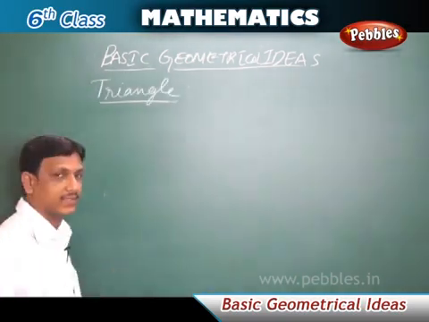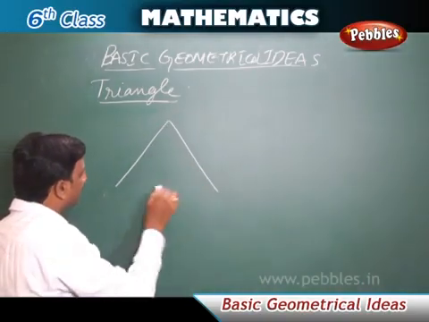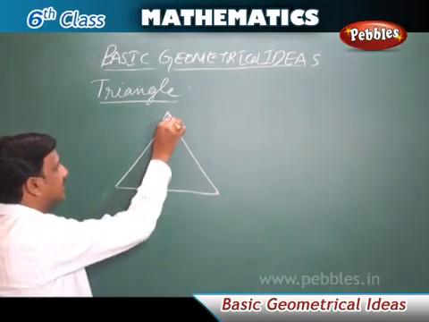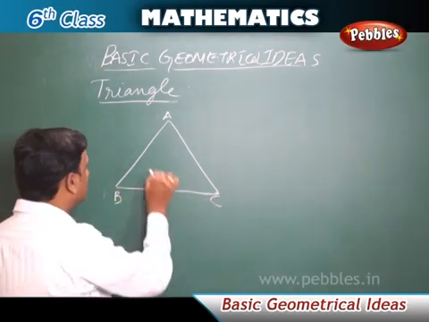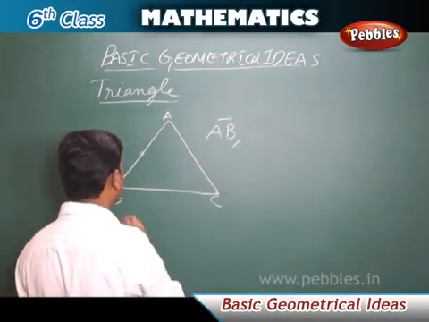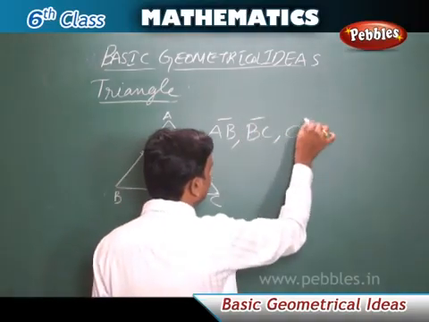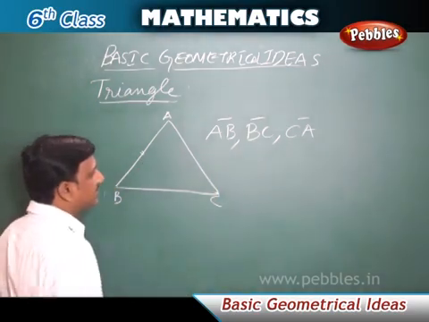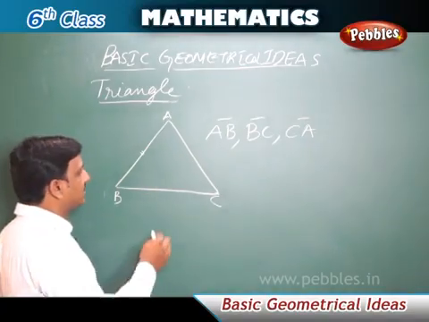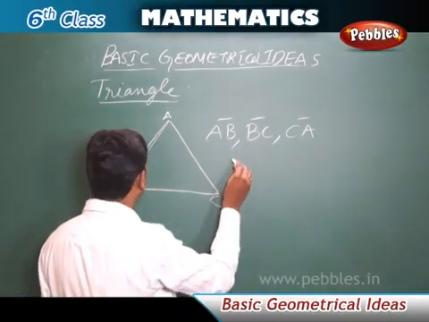Now let us see about a triangle. What is a triangle? A triangle is a simple closed figure which is made up of three line segments A, B, C. So this is one line segment AB, and segment BC, and segment CA. So three line segments made this triangle. So this is a closed figure made up of three line segments. So these three line segments, they make three vertices and they form angles.